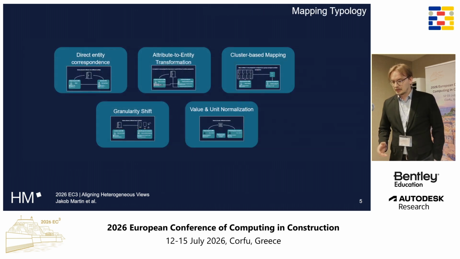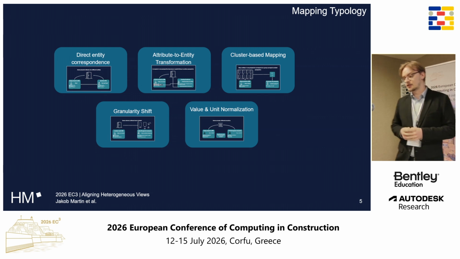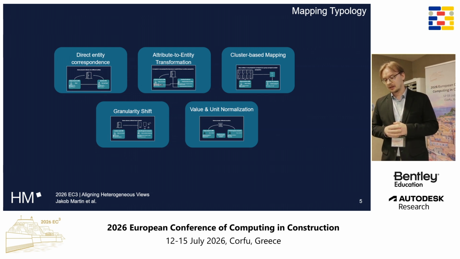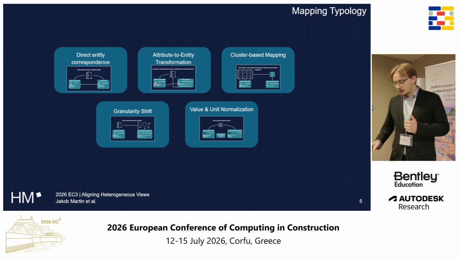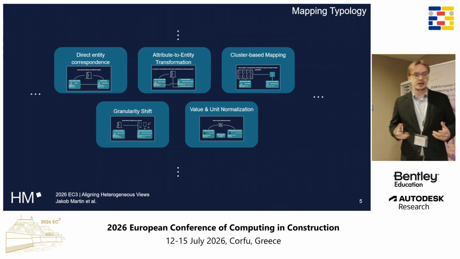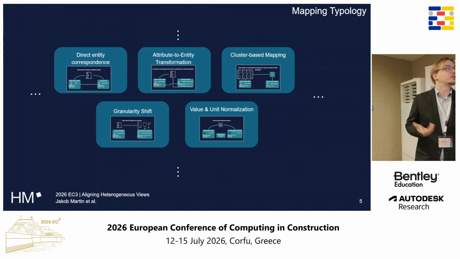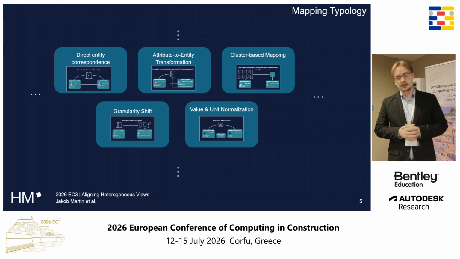The mapping typology we've created has 5 core mapping types. And obviously, this can be expanded even further. This work is not complete, and of course this can be expanded in the future.